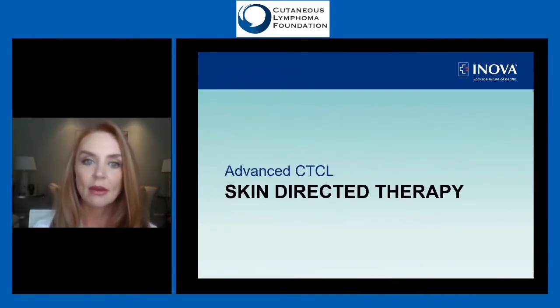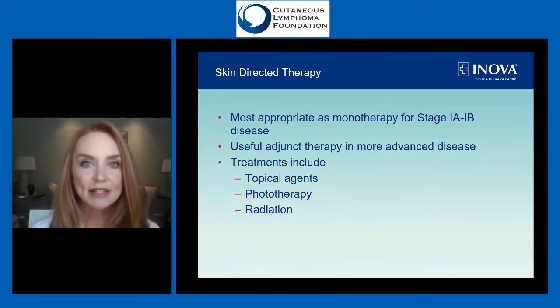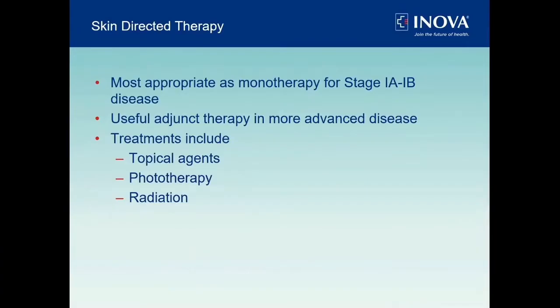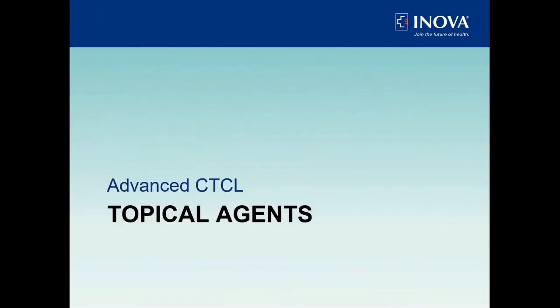All right, so starting with skin-directed therapy. As the schematics show, this is most appropriate for early stage disease, but it can be used in combination with other systemic therapies in patients who have advanced disease. And skin-directed therapies typically include things that you apply topically, the use of phototherapy or light-based therapy, and radiation.